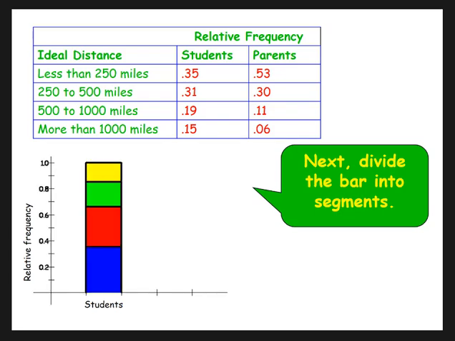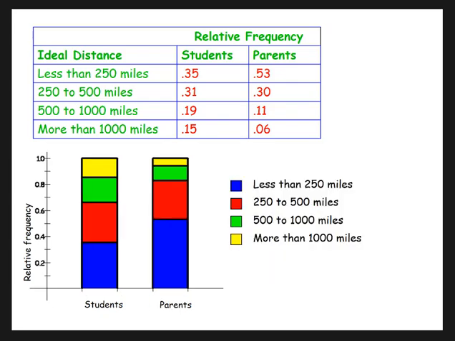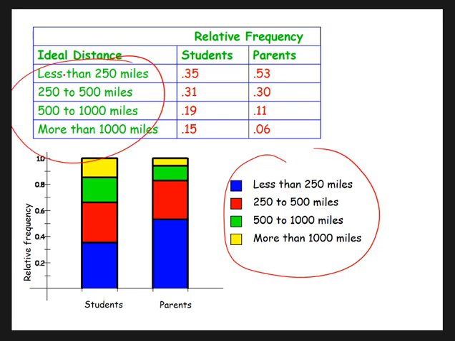We put on the bottom here in the blue the less than 250 miles, and the 250 to 500, and up through the list. Then we do the same for parents. And we have to have a key now which specifies which of these categories each of the colors represents.